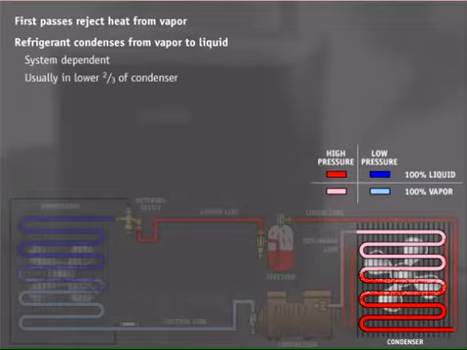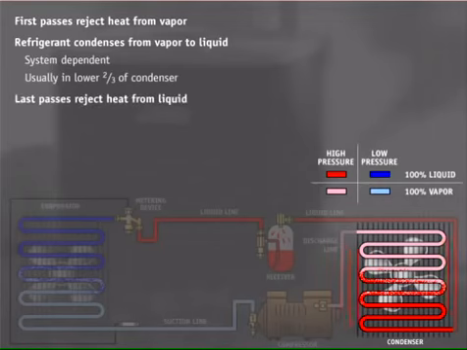Condensing is system-dependent and usually takes place in the lower two-thirds of the condenser. Once the refrigerant is 100% liquid, further rejection of heat starts to lower the liquid temperature to the evaporator temperature. This is an important process because it will reduce flash loss in the evaporator, so more of the vaporization of the liquid in the evaporator can be used for useful refrigeration or air conditioning.